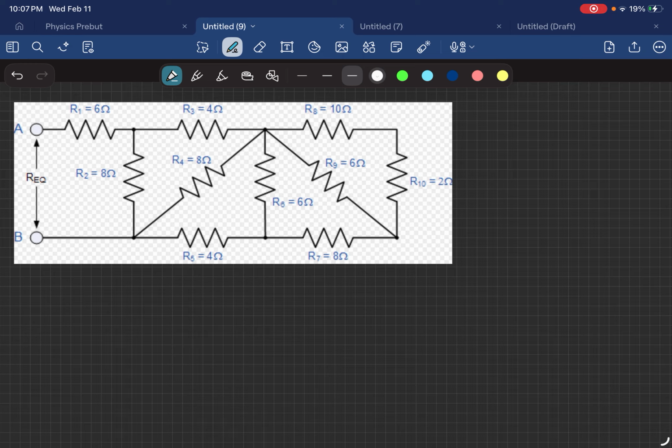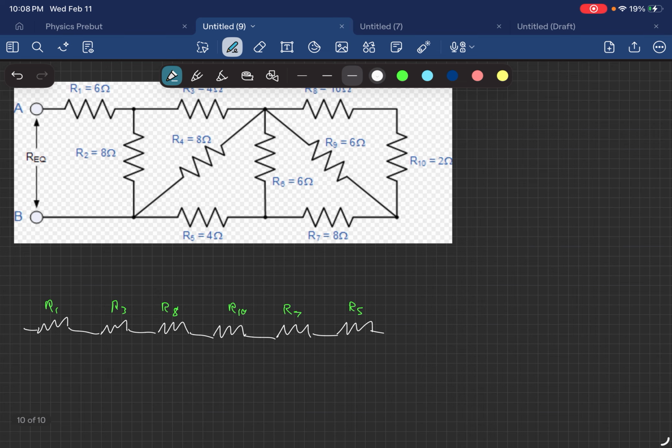So first what you want to do is lay out all the exterior resistors into one line. So it's gonna look like this. That's your R1, this is your R3, R8, R10, R7, R5. So yeah, it wraps around, right? Let's label R1, R3, R8, R10, R7, and R5.